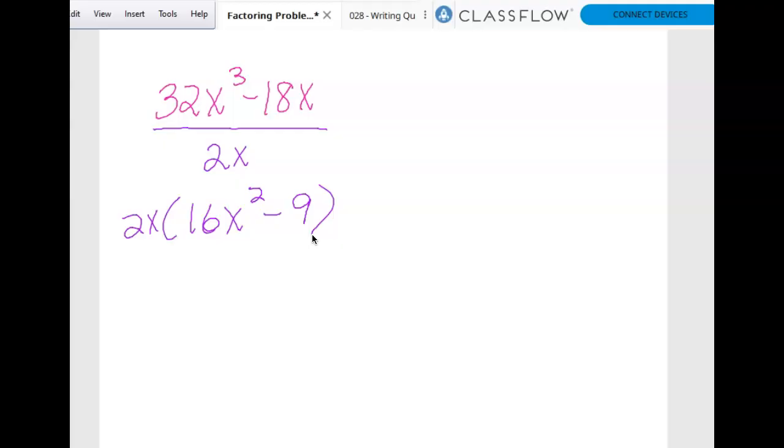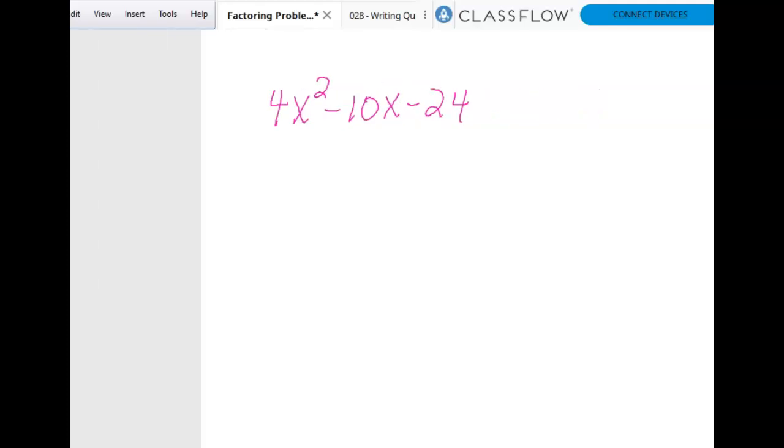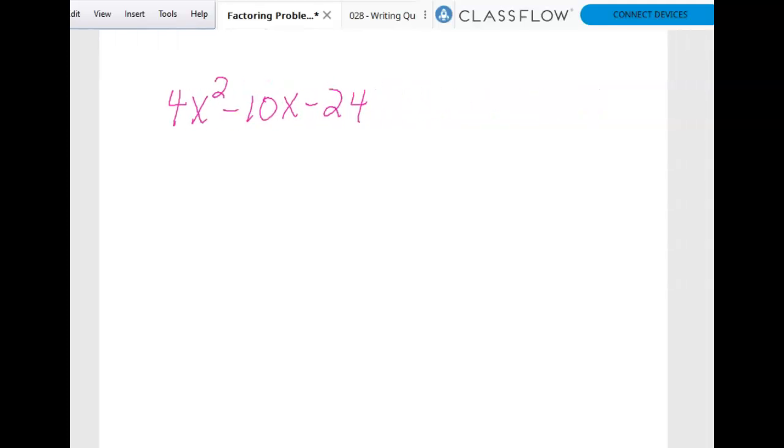Perfect squares. So what's the square root of 16? And the square root of 9? Check. Okay, next. Always factor greatest common factor first. Start with the greatest common factor.